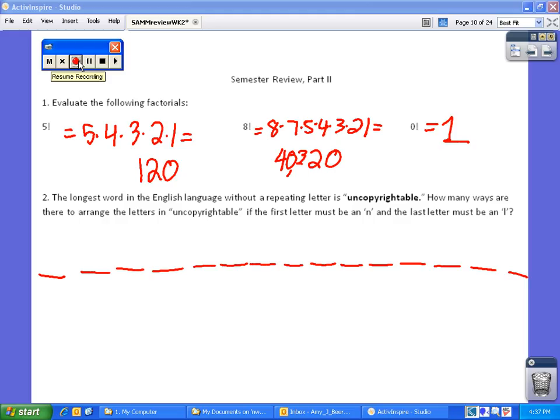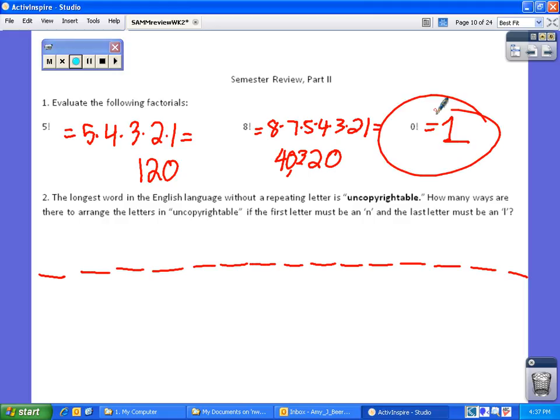When completing factorial, you multiply that number by each number that's smaller than it until you get down to 1. And remember, 0 factorial is always defined as 1. For number 2, we're going to use the fundamental counting principle.